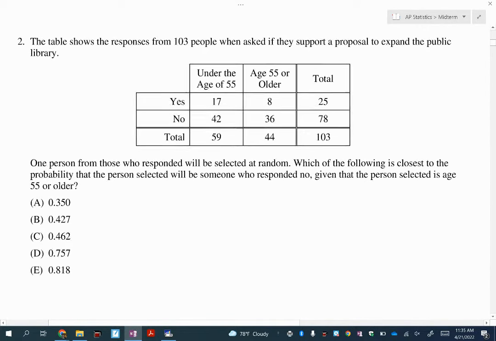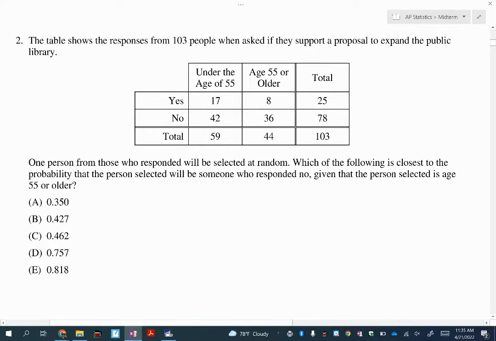Let's do number 2. Now, number 2. I know it's been a couple weeks since you took this, or some of you haven't taken it. But the key phrase in number 2 is given that the person selected is age 55 or older. All right, so when you look at this table, which if you didn't know, this is called a two-way table, right? Or another word for that? Contingency table. Nice. All right. So I'm only focused on this column.